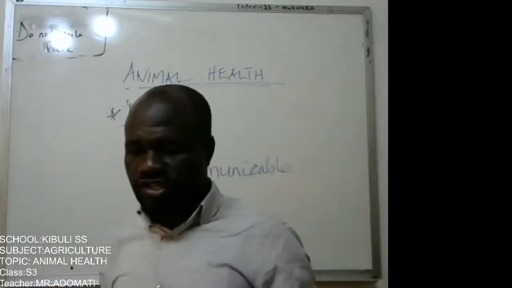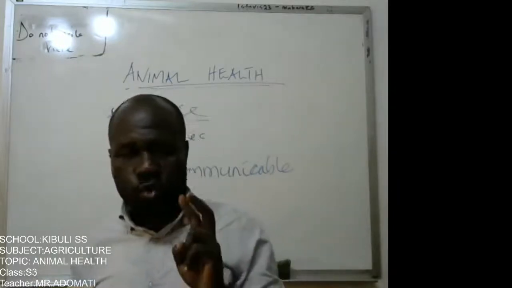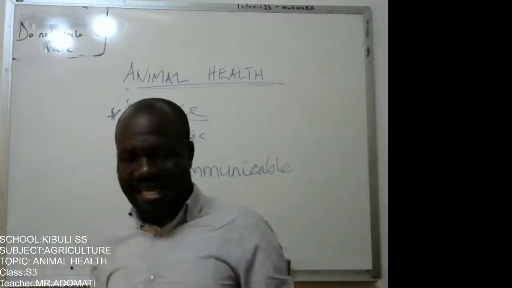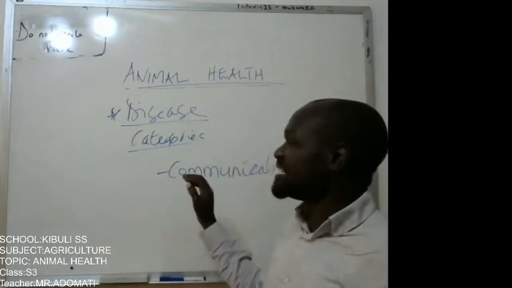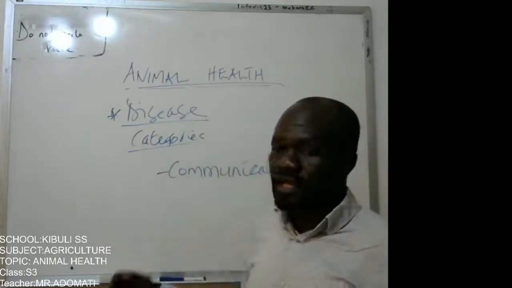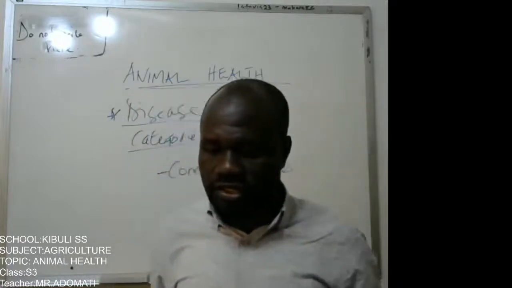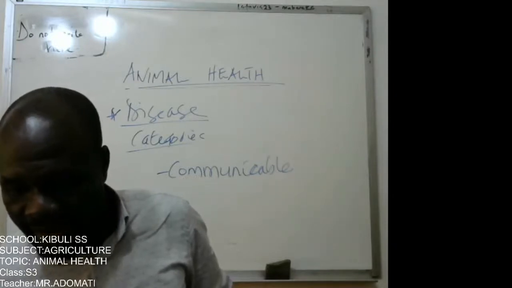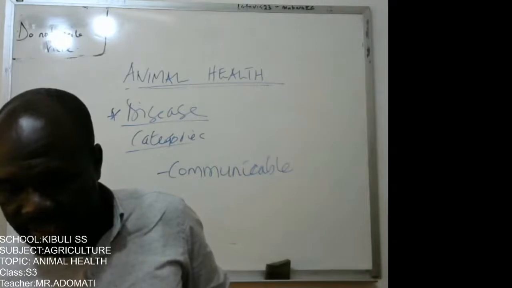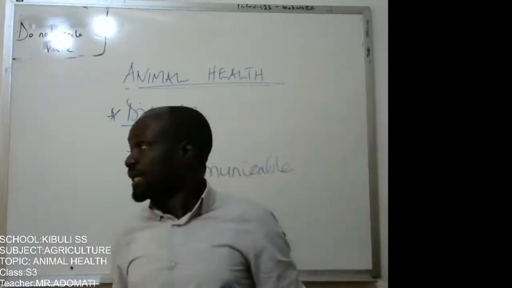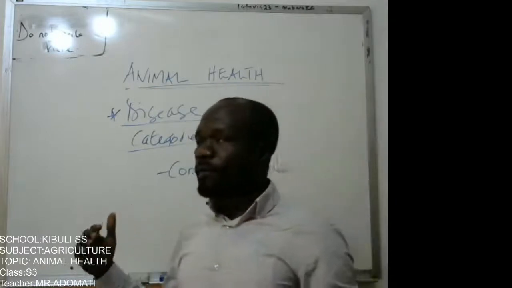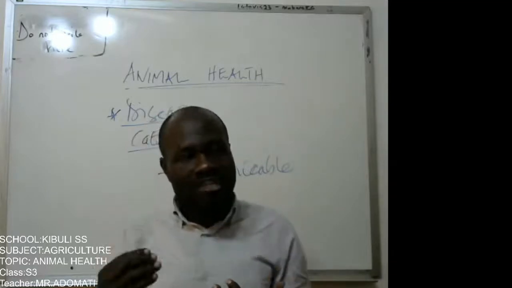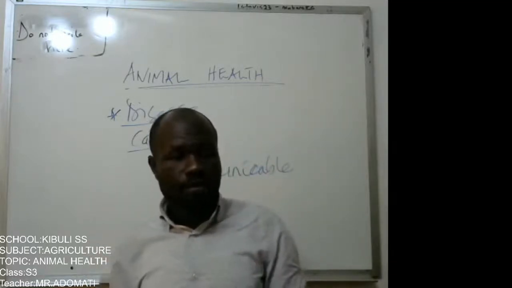Now, the communicable diseases are diseases that can be transmitted in two ways. They can be transmitted either directly or indirectly. Any disease that can be transmitted either directly or indirectly is a communicable disease. Now, you may be wondering what indirect and direct mean. When I say indirect and direct, I'm talking about the contact. So a disease that can be transmitted through direct or indirect contact is a communicable disease.